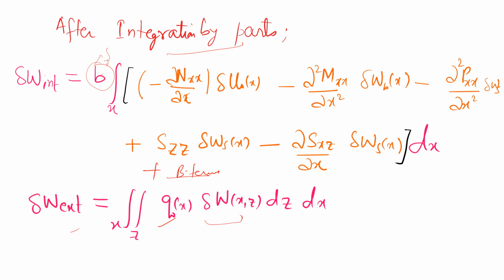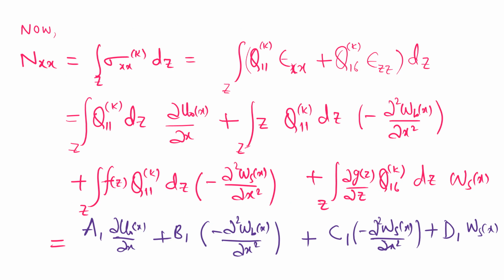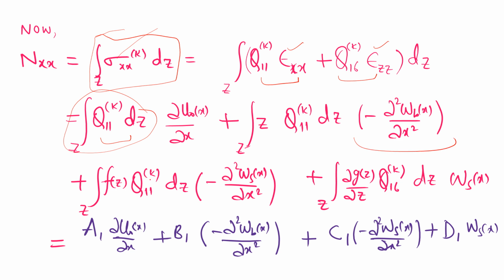Okay, so now we have already used this Nxx, Nyy, but how did it come, what's the value? Basically, Nxx was nothing but the integration of sigma xx dz. Sigma xx, if you remember, was Q11 of k into epsilon xx plus Q16 of k into epsilon zz, and we will put back the value of epsilon xx and epsilon zz in that. So we put back the value: Q11 k dz into del u naught by del x came out, and we will integrate this. Similarly, plus z times Q11 k dz into this, plus f(z) times this, and then del g(z) by del z into this times w of s.